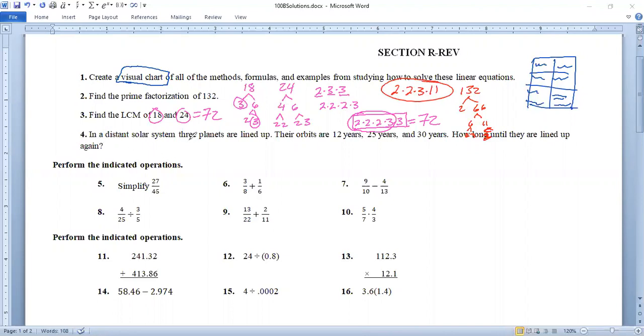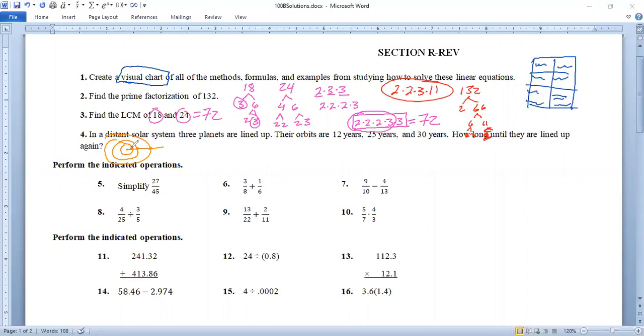All right, number 4. In a distant solar system, 3 planets are lined up. So we have the sun in the middle, and you have 1 planet, 2 planets, 3 planets out there, and they're all lined up. Their orbits are 12 years, 25 years, and 30 years. How long until they're lined up again?